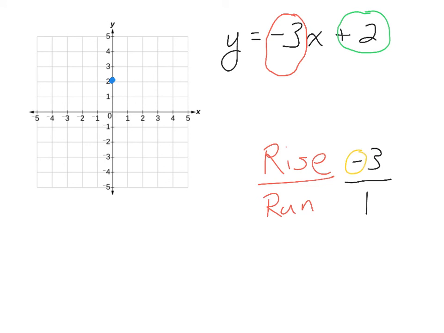So the negative means I'm going to go down. So starting at 2, I'm going to go down 1, 2, 3, negative 3, and I'm going to run 1 spot. It's positive. I'm going to the right. So there is my new point. I have 2 points. Connect the dots. And we have y equals negative 3x plus 2. So if we just have a single coefficient, not a fraction, I'm going to turn that into a fraction so it looks like rise over run.